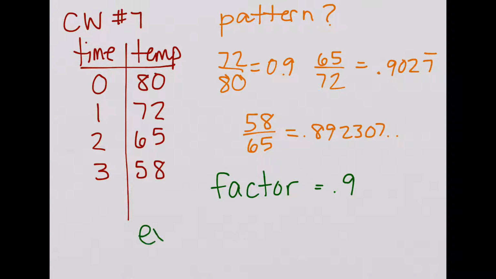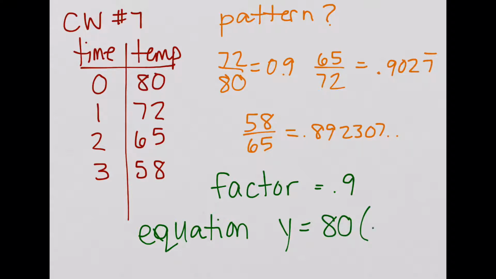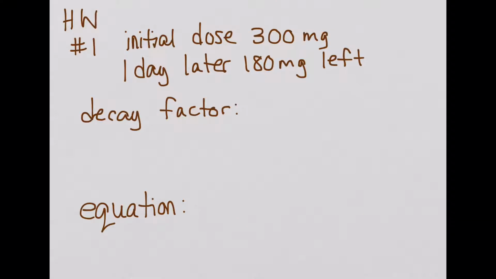So then if I was going to write an equation, I would begin at the very beginning with 80 degrees, and I was multiplying every time by 0.9, and I'll give it an exponent, and that sounds good to me. Okay, on your homework, again, we're talking about medicine, and we're talking about penicillin this time with an initial dose of 300 milligrams. 1 day later, we have 180 milligrams left.